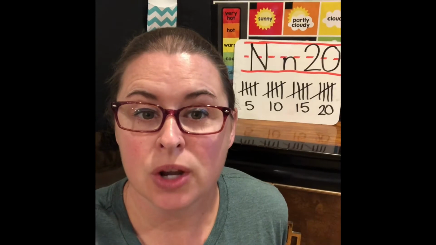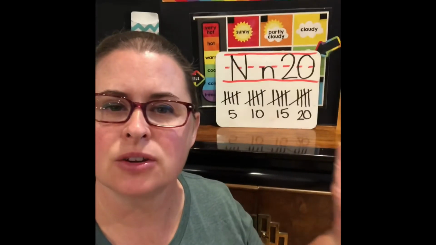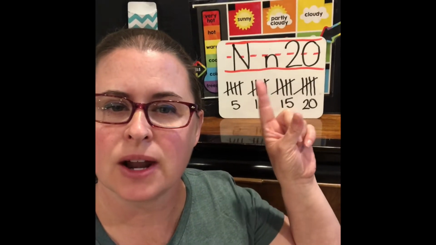Okay, so now we know our letter is going to be N, our number is going to be 20, and our theme this week is going to be about birds. So I want you to be listening for the birds singing. They will even be out singing in the rain, I promise. And I also want you to go around and find things in your house that start with the letter N.